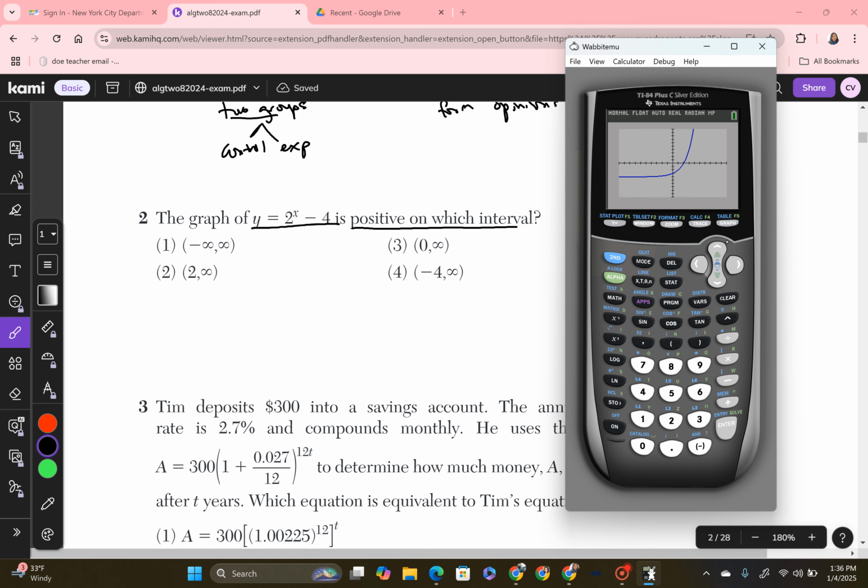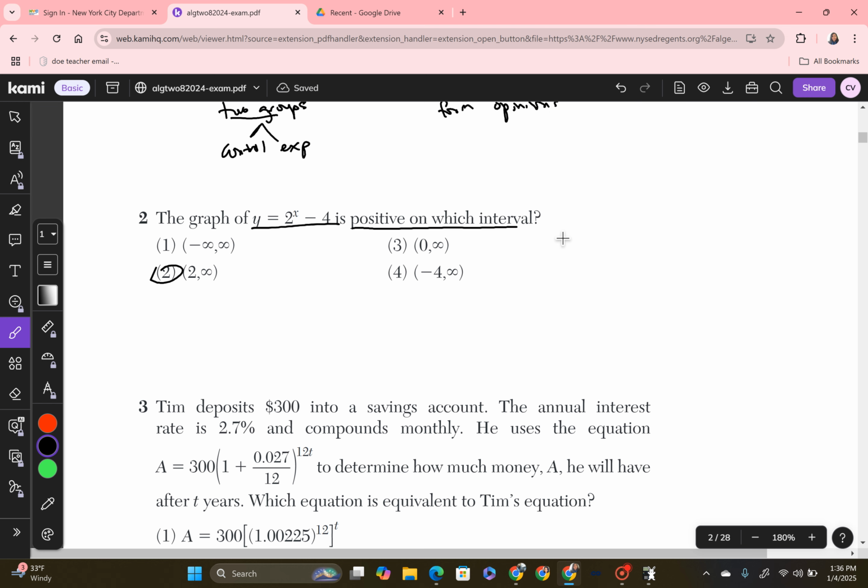I can verify that, right, by going to the table. At 2 comma 0, it is 0, which 0 is neither positive nor negative. But then after that, you see how over here in the y's, these are all negative until it gets to 0. And then all of these after that are positive. So where is it positive? It's positive from 2 all the way through to infinity.